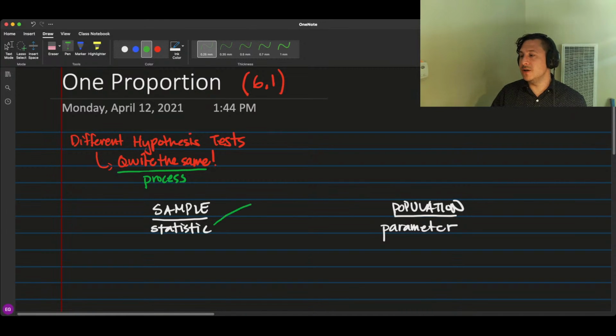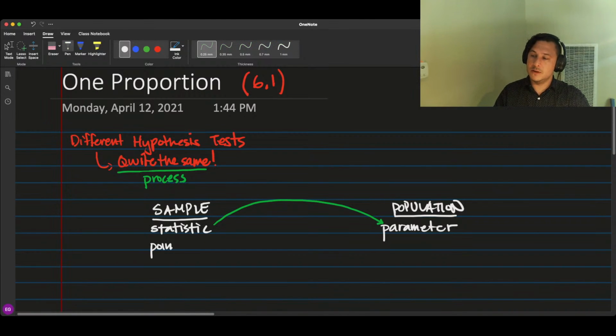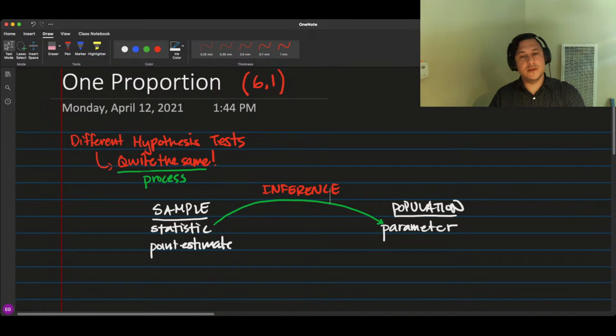And we have a special name for when you use the statistic to estimate the parameter. What is that called when you use what you saw in your sample as a guess for the parameter? I guess instead of statistic, we also sometimes call it the point estimate. You could use those interchangeably. Yeah, inference, awesome. So inference is when you use whatever you saw in your sample to make an inferred guess about the parameter.